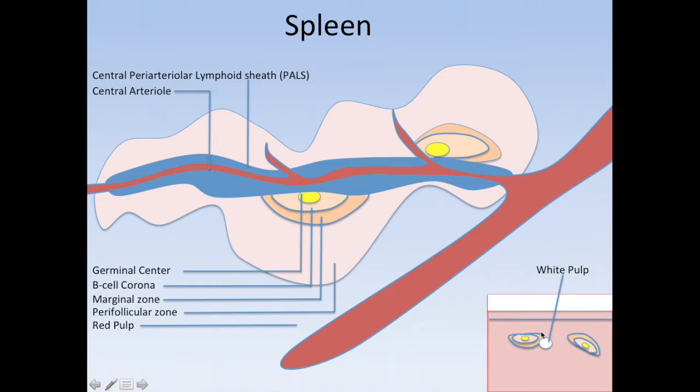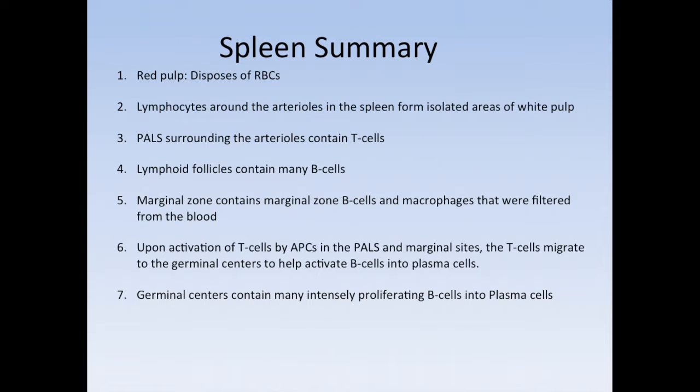So again, the blood vessels running through here, a lot of them can aggregate into one area and make this white pulp. And what we have here is that the PALs, the periarterial lymphoid sheath, surrounding the arterioles contain all the T cells. They can participate in the activation of B cells once they form helper T cells, because they migrate from there to the marginal B zones. The marginal zones also have B cells that reside there, and as these B cells continue to proliferate, they can form the germinal centers.